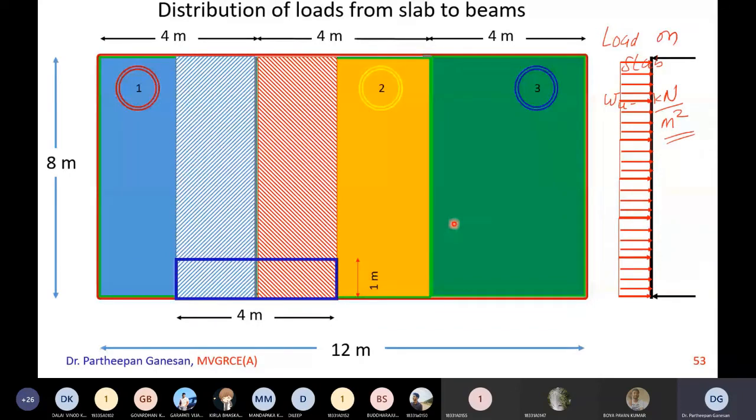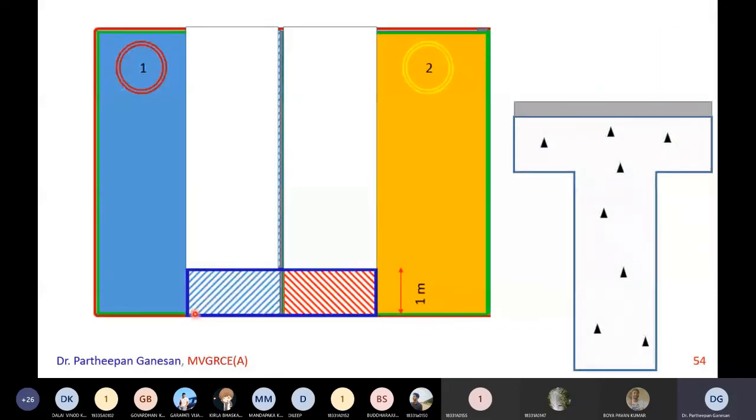Okay, so now here, you see, I have shown only 1 meter length of the slab which is being supported on the beam. Now this is 4 meters. If you take a cross section here, this is a beam, a rectangular beam visible to you, and this is a slab, and on top of that there will be a floor finish. Now, how much load this 1 meter can take, that's what we discussed.